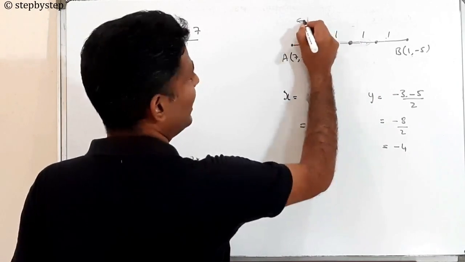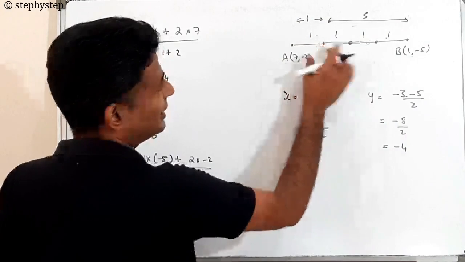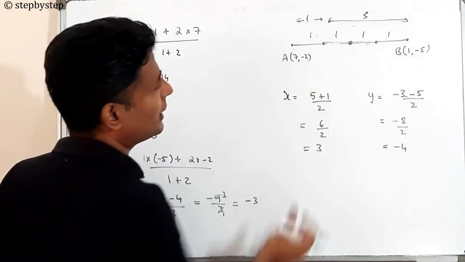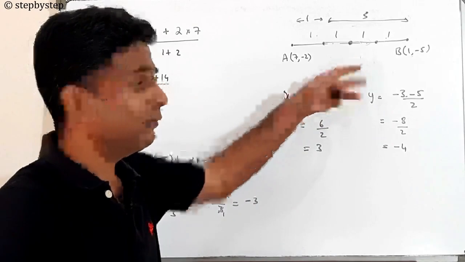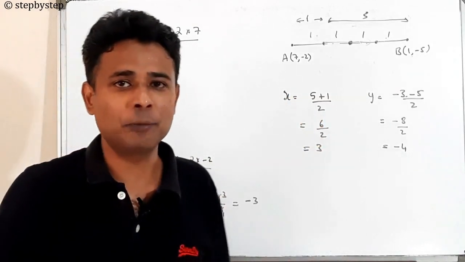This much would have been 1 and the entire thing would have been 3. So this point is dividing the whole thing in the ratio 1:3, like that also. But whenever possible, if you can use the midpoint formula, use it, because it is direct and simple.